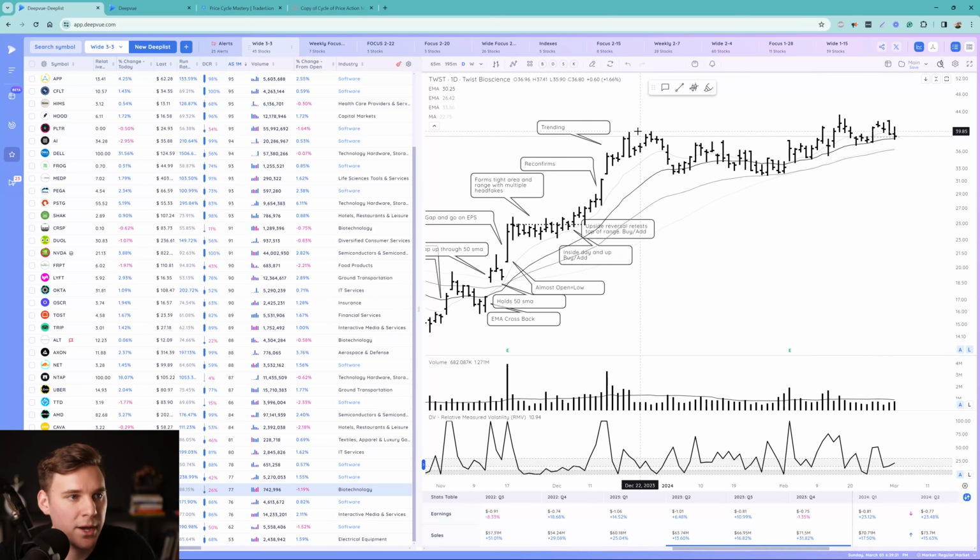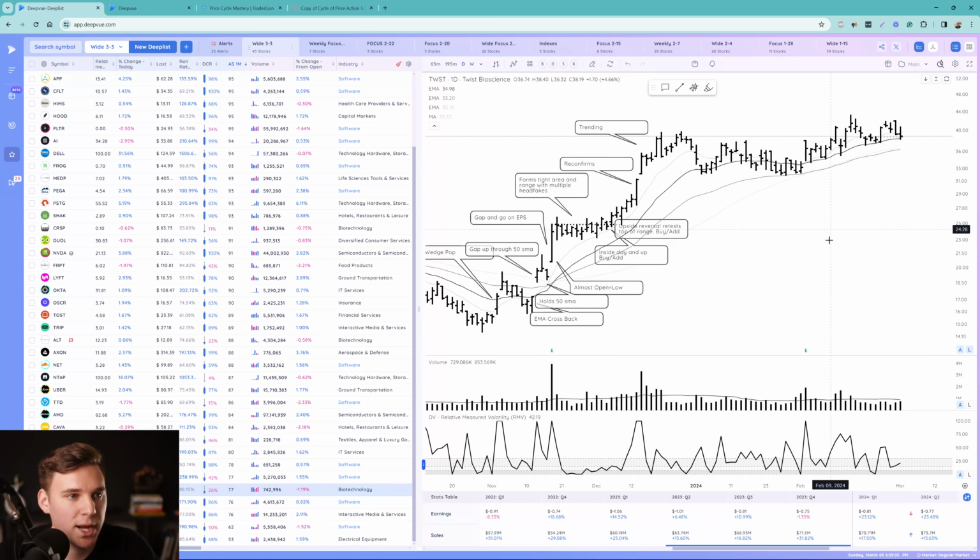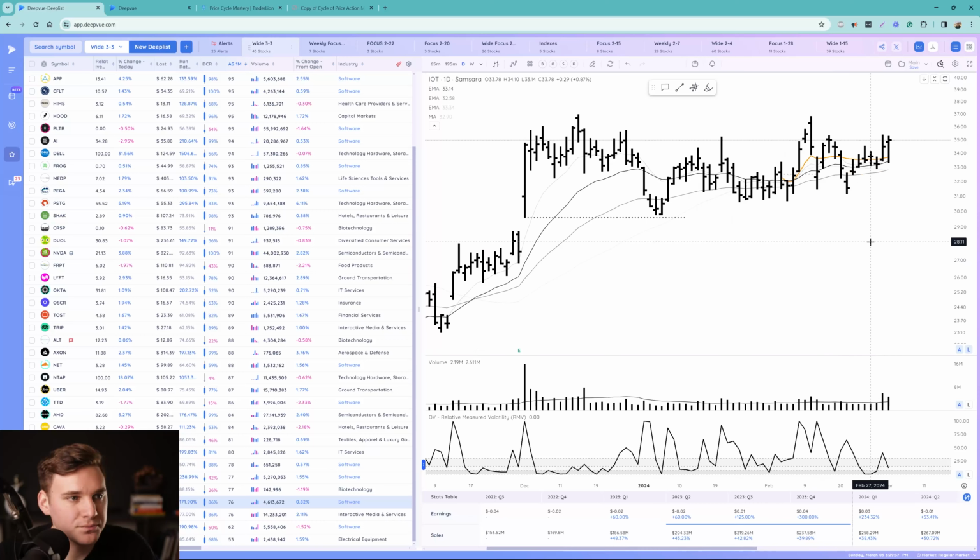Twist, biotech here, but it actually has earnings and sales. Actually, it's not profitable, but it's got sales. Just forming out this base here and watching for a push off the 21 EMA and the start of a potential resumption of this trend above that moving average.